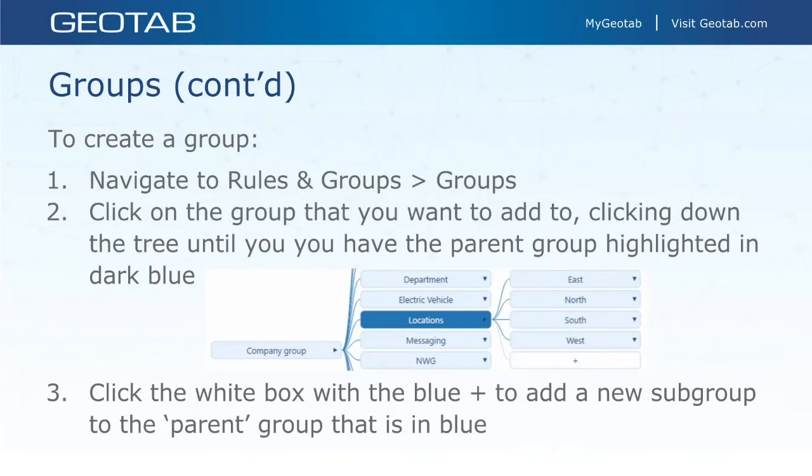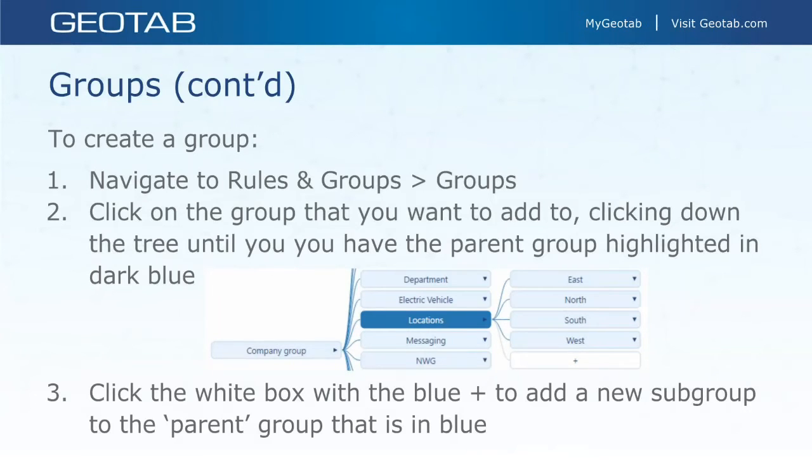Creating a group is pretty straightforward. Again, you'll get this resource and some others at the end, so I'm not going to spend too much time on the click here, click there. But really all you have to do, you go to your groups under Rules and Groups, and when you want to create a new group, click on the parent group, and then you can click on that little plus sign over there on the right.